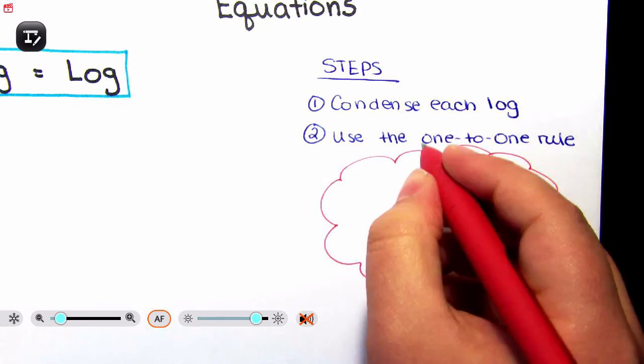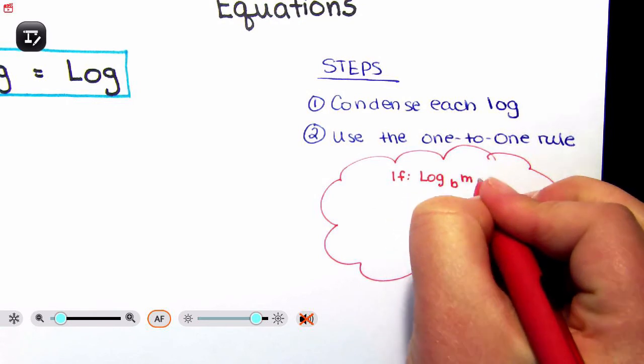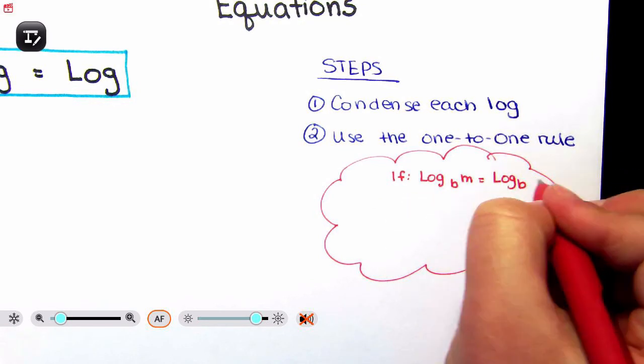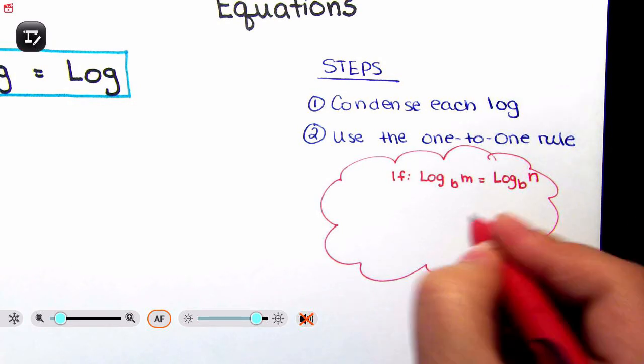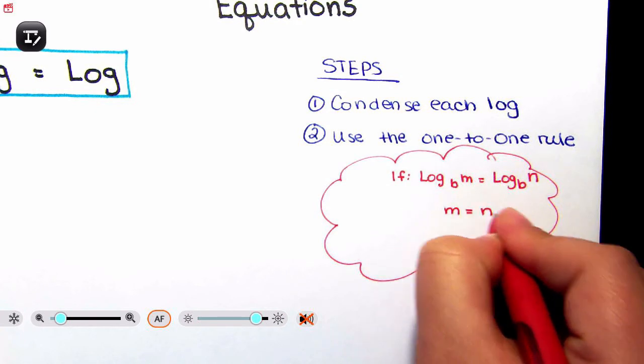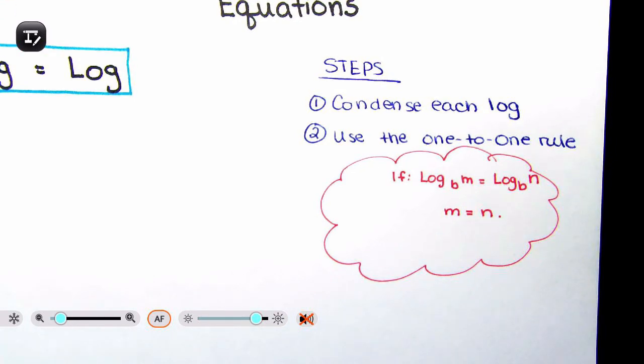The one-to-one rule states that if log base b of m is equal to log base b of n, then m equals n. Just like when we had our one-to-one rule, the same base property, if our bases are the same, we set the exponents equal to each other. Same thing here. If the bases are the same, then your m and n are equal. Step number 3, solve and check for extraneous solutions.